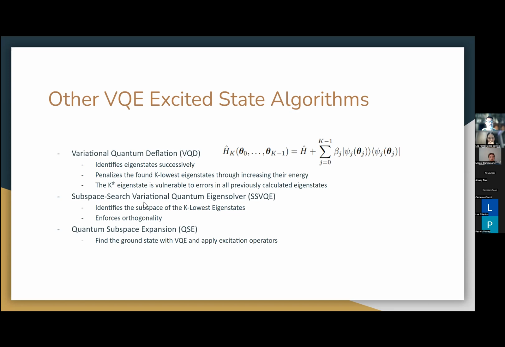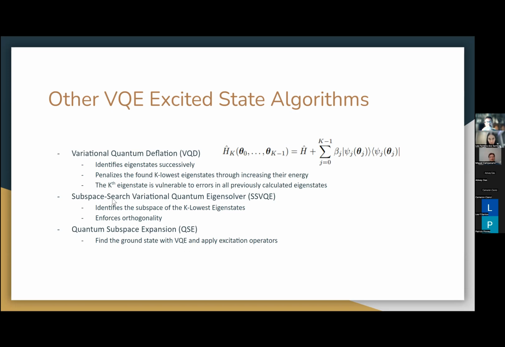There's also the subspace search variational quantum eigensolver algorithm, which I haven't dove into too deeply, but from what I've read, it seems to be the second favorite of the field right now. Although, this is a rapidly evolving field, so maybe I'm wrong about that. Maybe it changed last week, who knows?